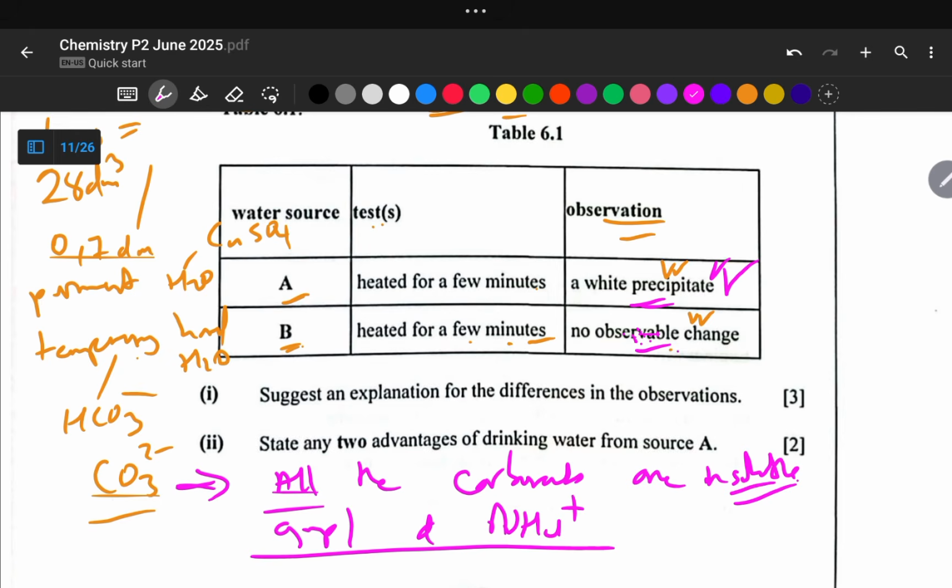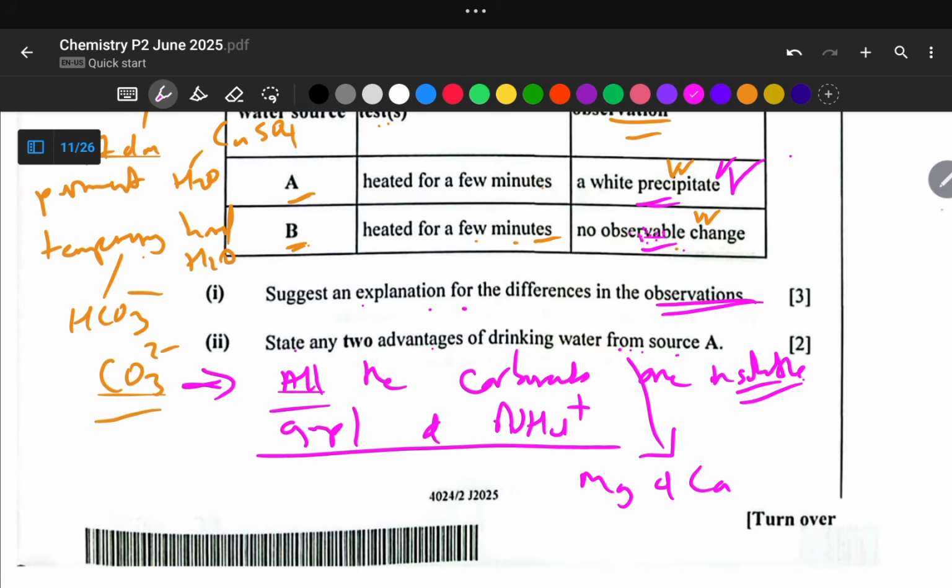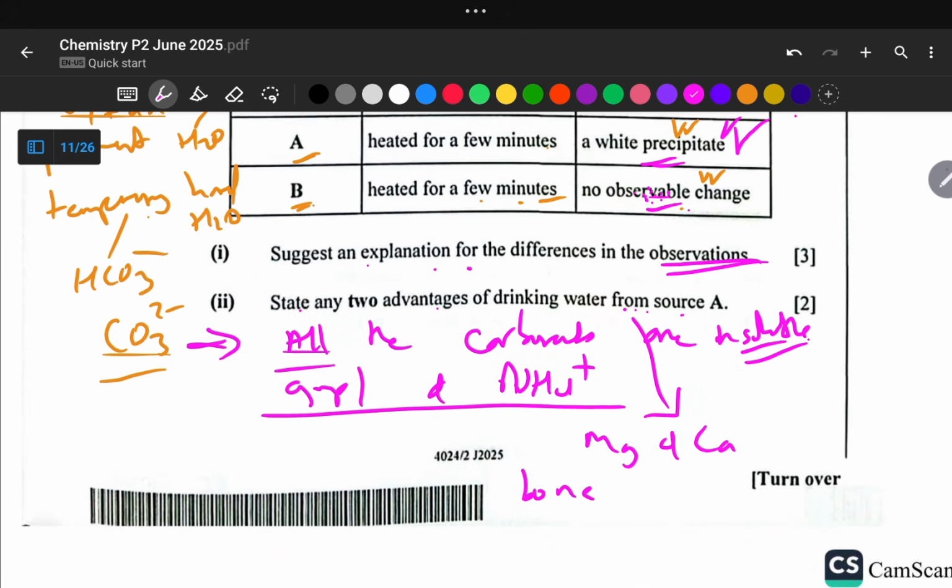Are we together? And then state, suggesting an explanation for the difference. So we have explained the difference, right? And then state any 2 advantages of drinking water from source A. So water from source A contains a lot of minerals. We have magnesium and calcium ions, which are essential for bone formation and teeth formation. Are we together, guys?